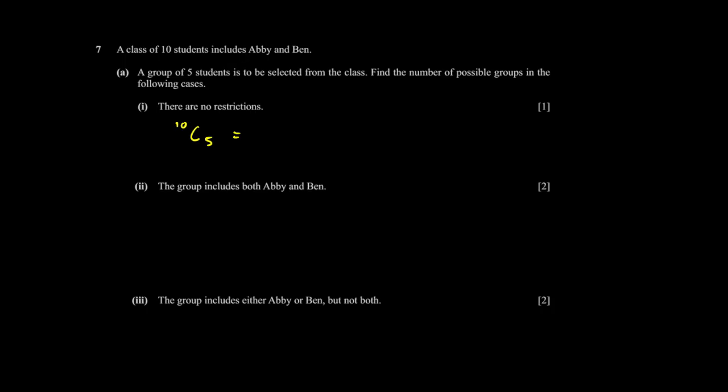So 10C5, I don't know what that is actually. I don't have my calculator. The mark scheme says that's 252. We could probably calculate it though. Let's say we didn't have our calculator or our calculator stopped working. It's a good mental habit to try to do that. So 10C5, what does that actually mean? It means 10 factorial over 5 factorial times 5 factorial, which is a formula that's given to you on the front of the exam.